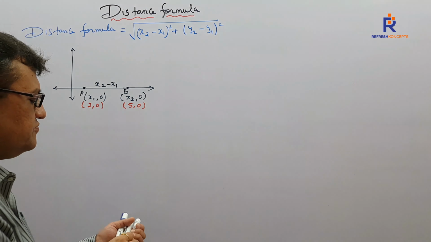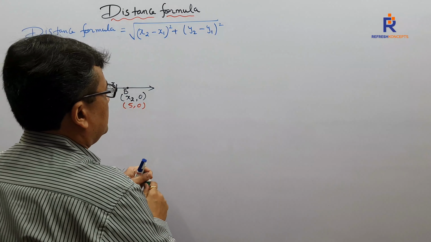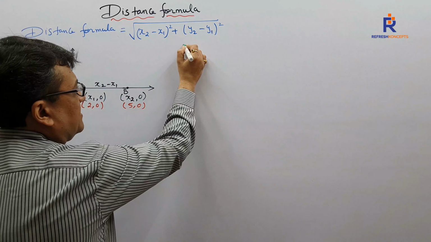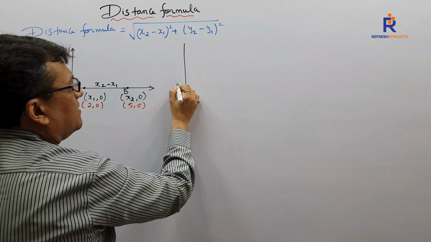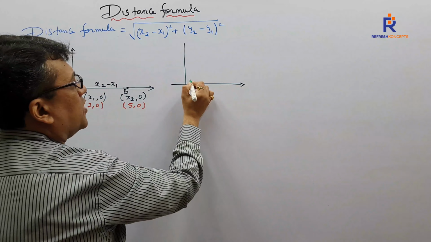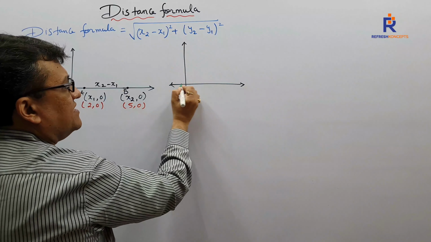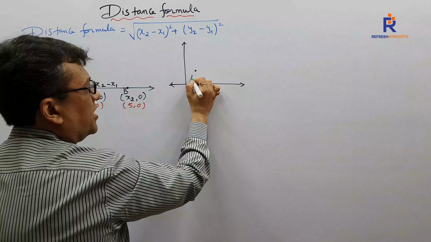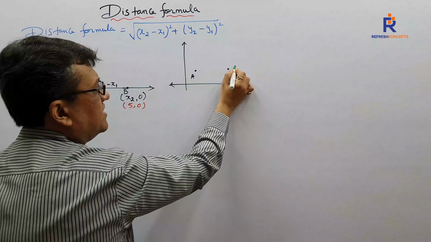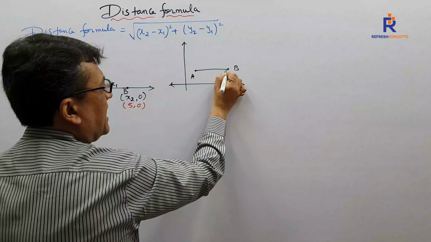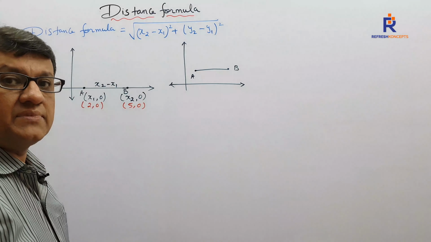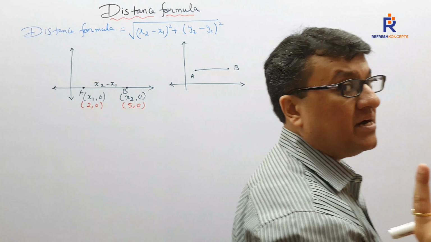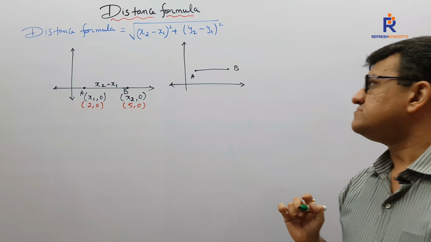Let's take case number 2. What is case number 2 now? Case number 2 is where I have points not lying on the x-axis. This time I'm having points which are parallel to the x-axis. So point A is out here, point B is here, and I'm having a line parallel to the x-axis, mind you. I'm saying that I'm having line AB parallel to the x-axis.